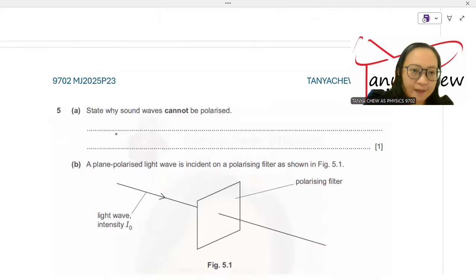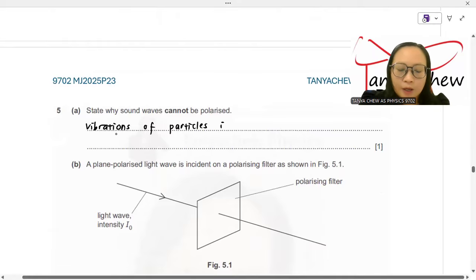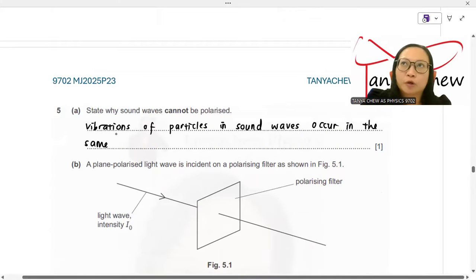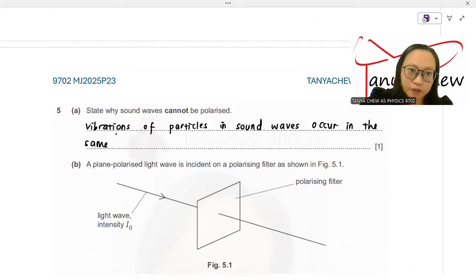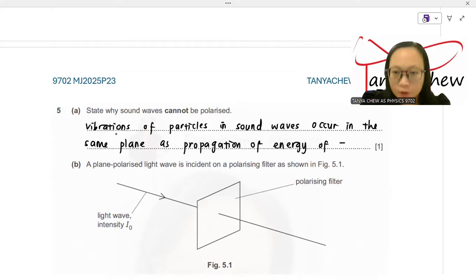Or in other words, I would say that the vibration of particles in a sound wave occurs in the same plane. Same plane means the horizontal plane, where vibration and direction of propagation both occur in the horizontal direction, or both in the vertical direction. Same plane as the propagation of energy of the wave.